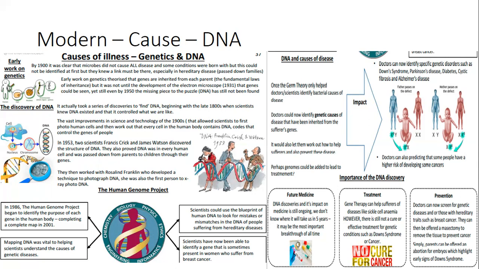So in 1953, Watson and Crick discovered the structure of the DNA. They also proved DNA was in every human cell and was passed down from parents to children through their genes. And they understood this concept of the double helix. Now, before Watson and Crick, you had Franklin and Wilkins who created the X-ray of DNA. So what Franklin did was work with Watson and Crick to develop a technique to photograph DNA, which created the model, which some of you might have seen in your science classrooms, but you can also see here the model of the DNA structure.